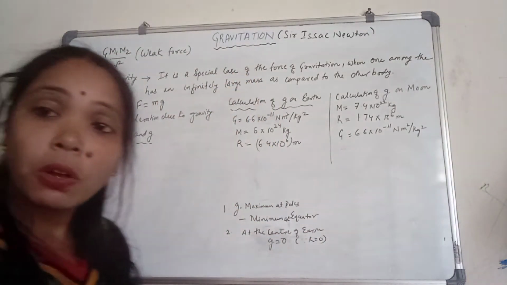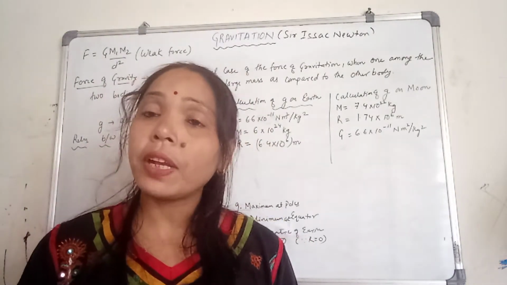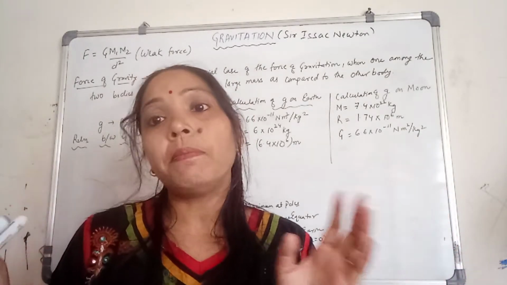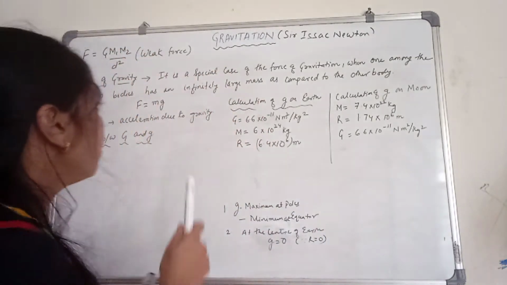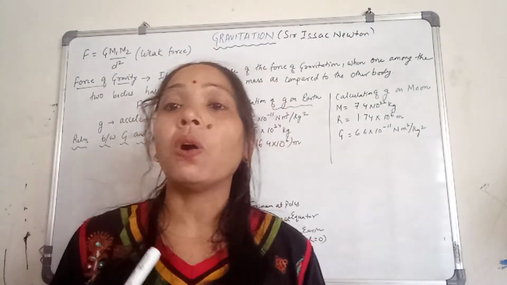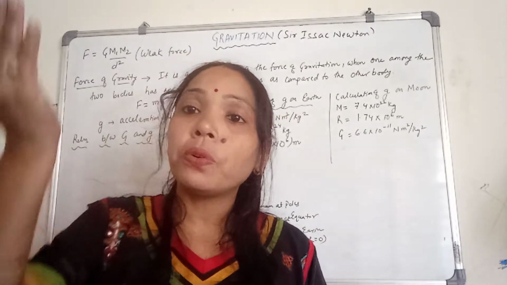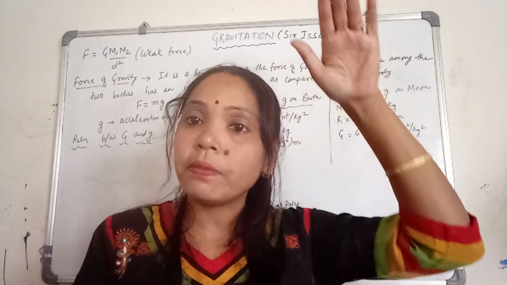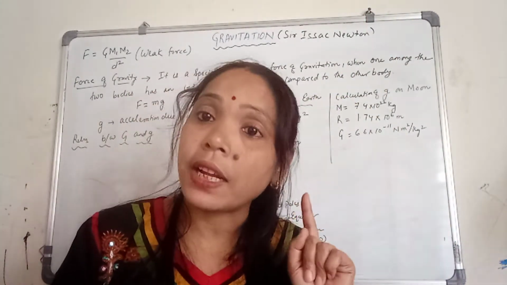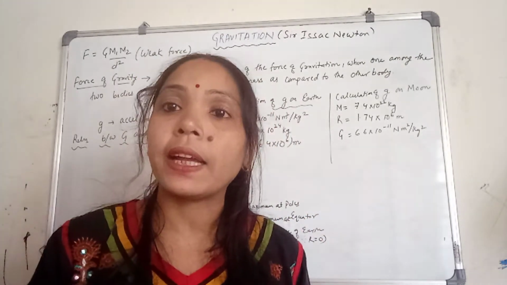Now according to Newton's law, we know that F is equal to ma, where a is the acceleration. So whenever we are considering the mass of an object and the mass of the earth, in that case we write F equal to mg. Here g is the acceleration due to gravity. The acceleration due to gravity always acts vertically downward, towards the center of the earth, and the unit is the same, that is meter per second square.